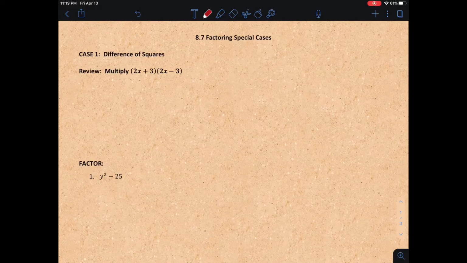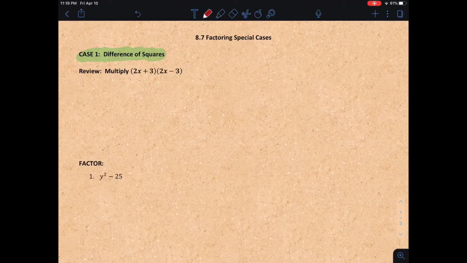Hello, Algebra 1. Today we're going to be looking at factoring special cases. There's going to be two cases that we're going to be talking about. This first video will be dealing with the first case, which is a difference of squares, which hopefully sounds familiar. This is a case that we dealt with when we were multiplying binomials together.